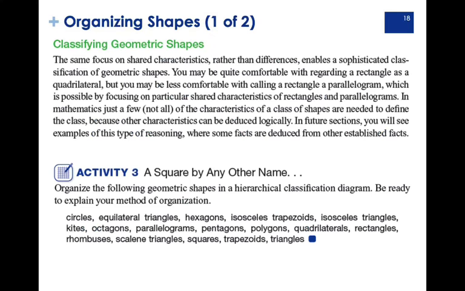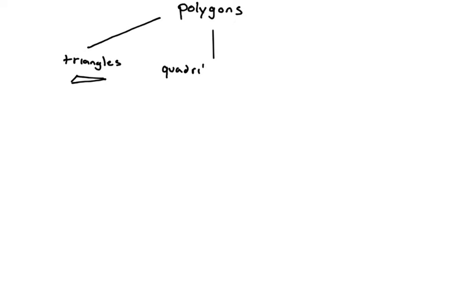Let me go ahead and turn back here. Okay, so let's look at polygons here. We could break up polygons into triangles. We could also say polygons have quadrilaterals, so objects with four sides, and there's an irregular one. And then we could also have pentagons. So these are a few examples of polygons here.